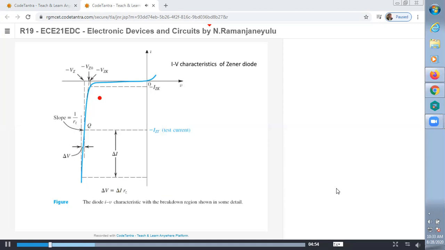In this VI characteristics, mainly remember that VZK is the knee Zener voltage and IZK is the knee Zener current, right? Up to that, it has still not entered the breakdown region. Once the voltage is greater than minus VZK, the Zener enters into breakdown, then the current slowly increases. Where the current begins to increase, that voltage is called VZ naught, right?